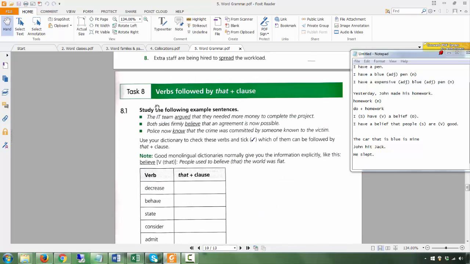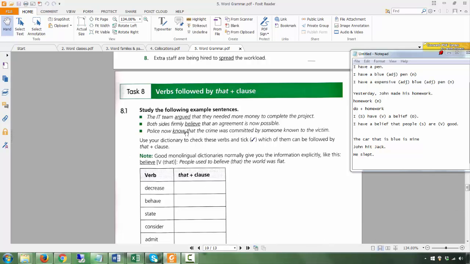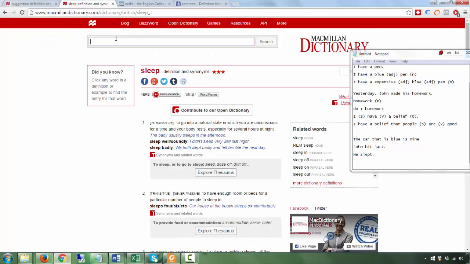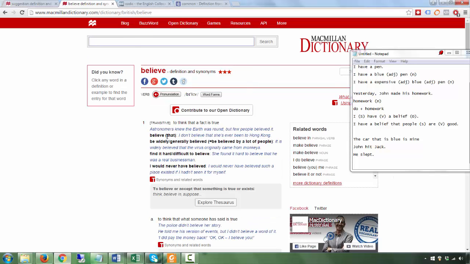Then this is a very common pattern: verb plus that plus clause. This is very, very common. We always use it. Just let's look at believe. Look at this, okay? This has the that plus clause.